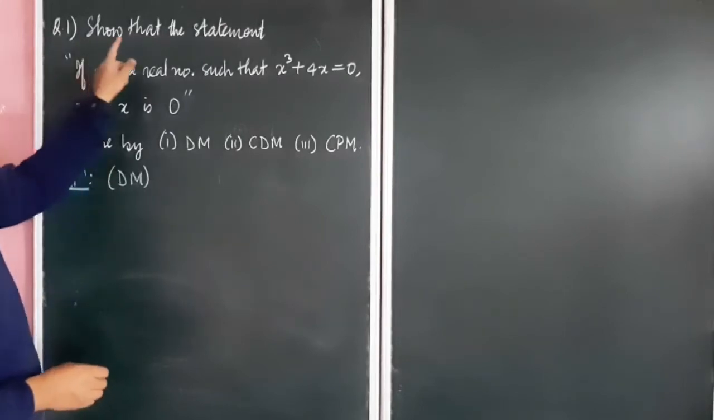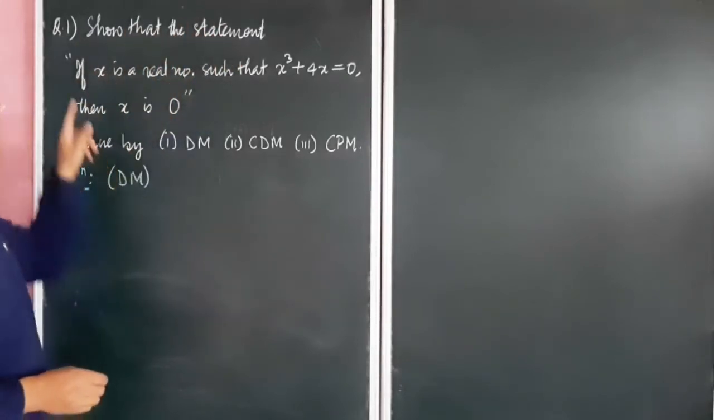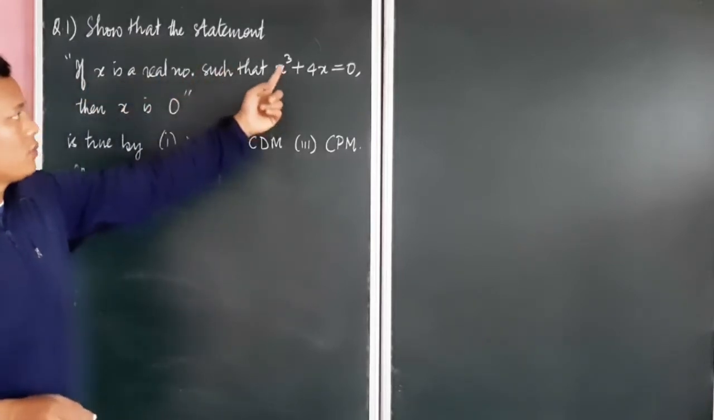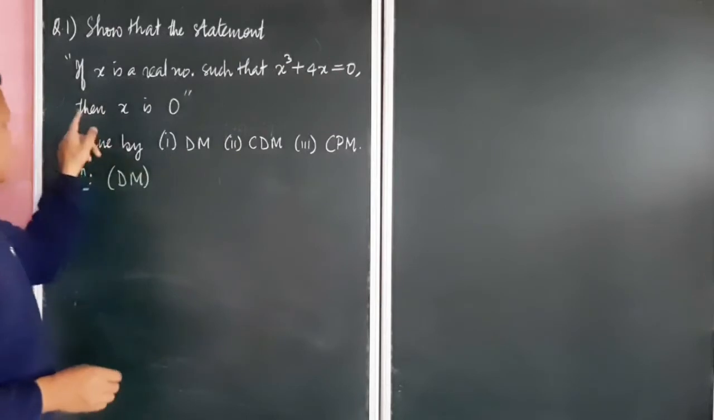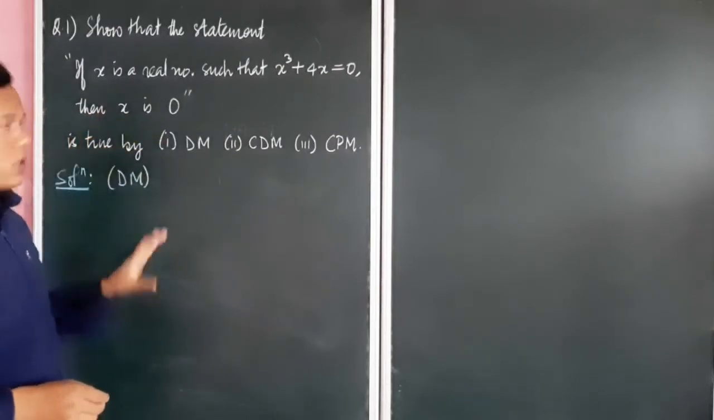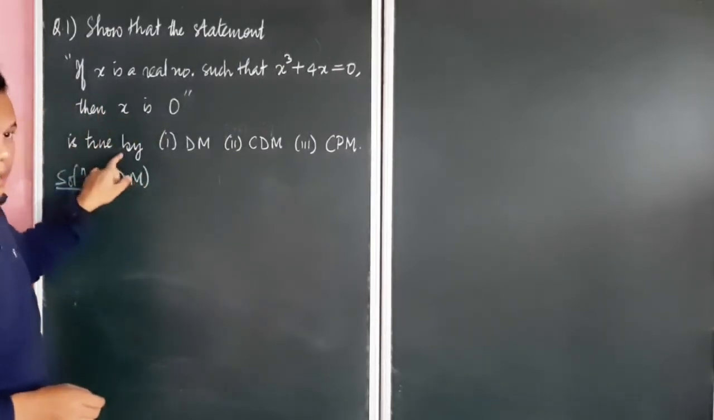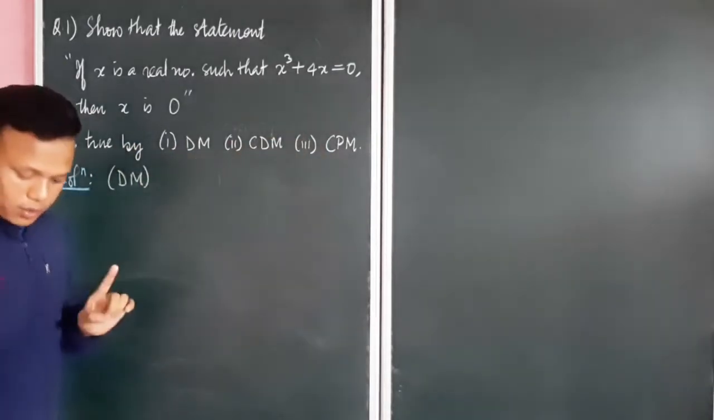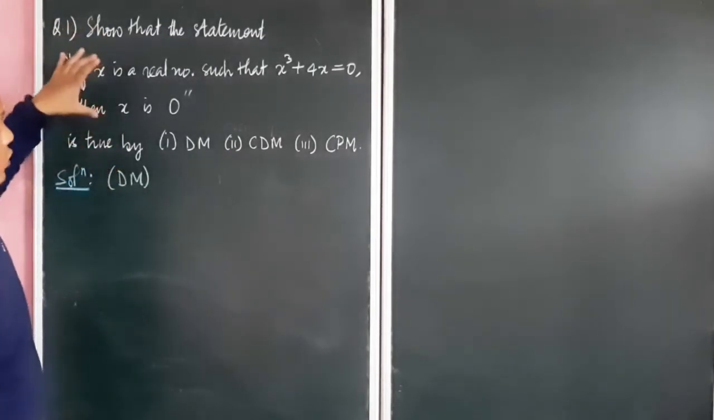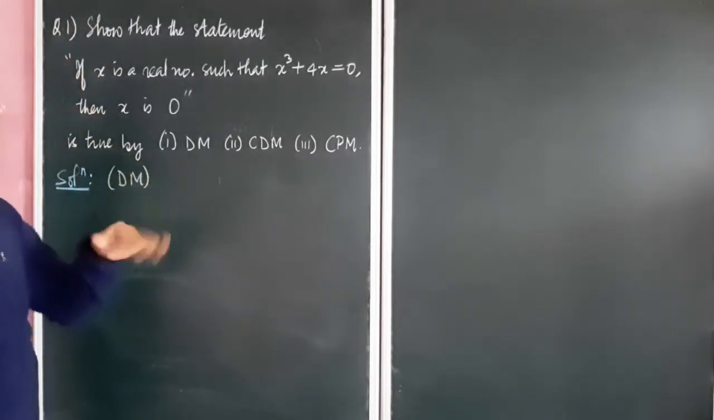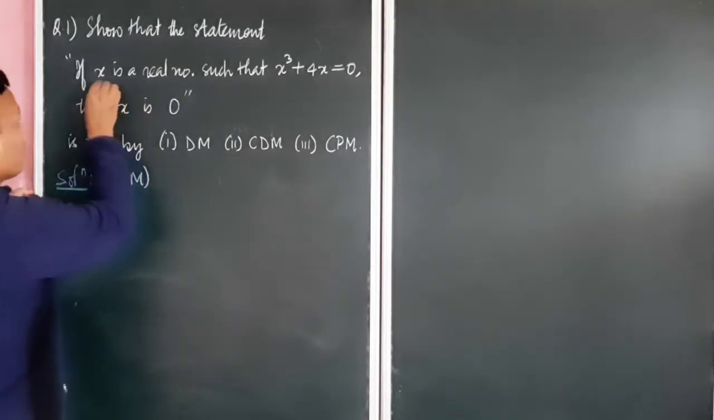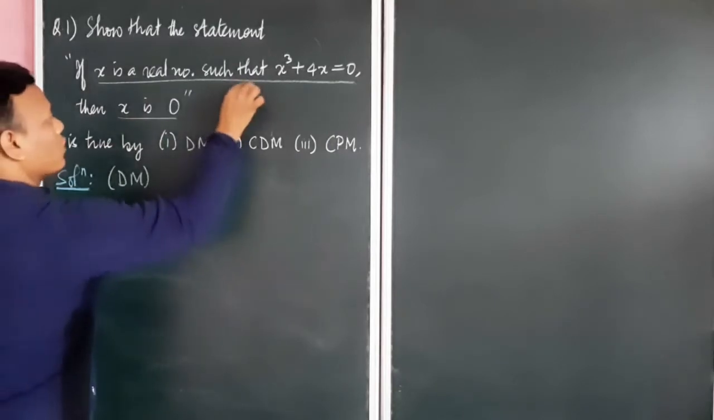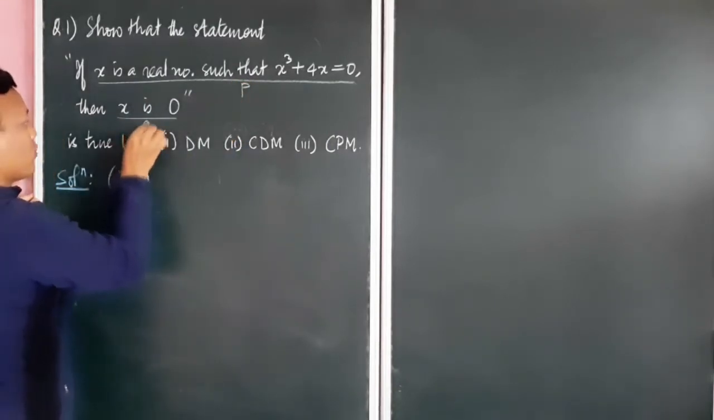The question says, show that the statement "if x is a real number such that x cube plus 4x is equal to 0, then x is 0" is true by direct method, contradiction method and contrapositive method. So there is one statement given which is in the if-then format, right? If this, then this. So I can call this P, and I can call this Q.